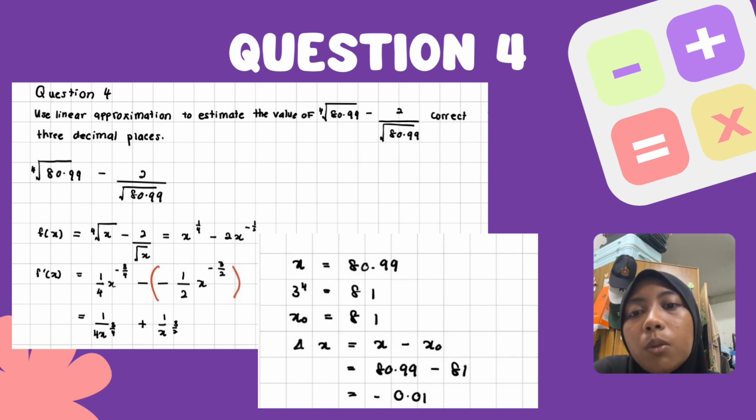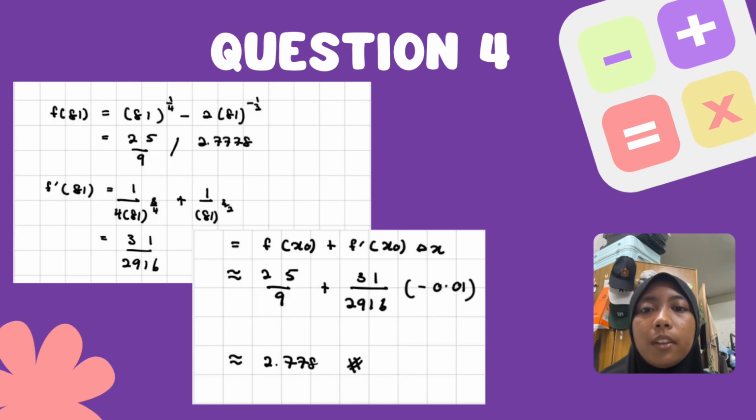Next, we need to find delta x. The formula for delta x is x minus x0, which equals 80.99 minus 81, and we get delta x equal to negative 0.01.